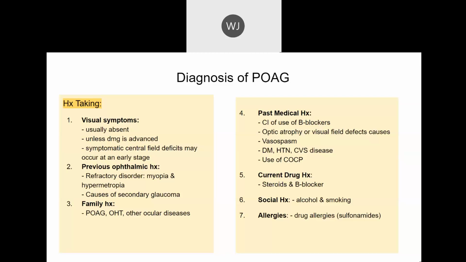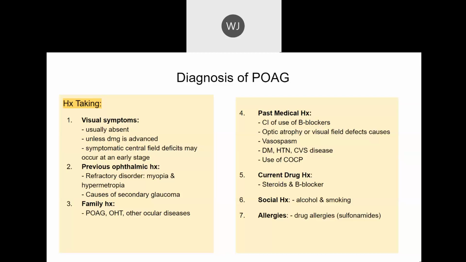And the next one will be optic atrophy or visual field defect causes, including any maybe stroke or head injury, and also conditions with vasospasm like migraine. And the third one will be chronic diseases: diabetes mellitus, hypertension, CVS. They will also increase the risk of POAG. And the last one would be oral contraceptive pill. If there is a long-term use of oral contraceptive pill, it will also increase the risk of POAG.